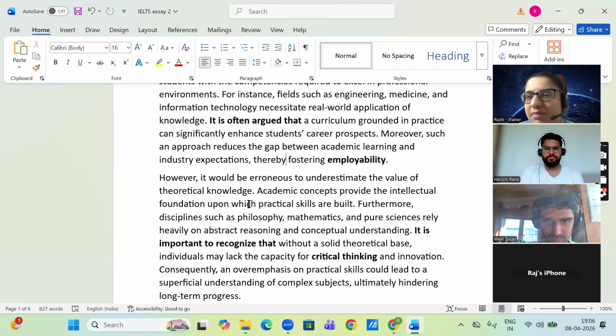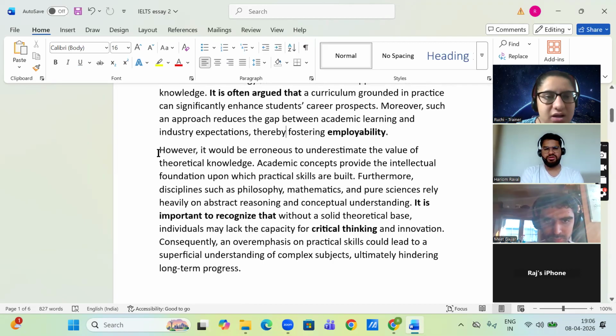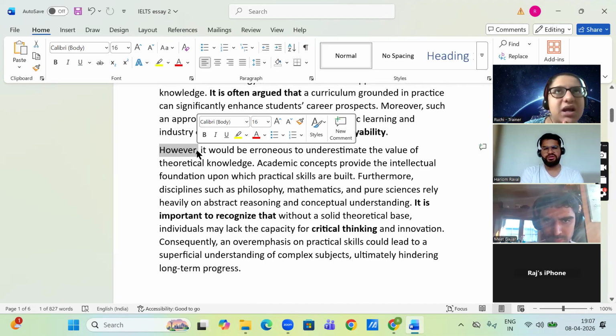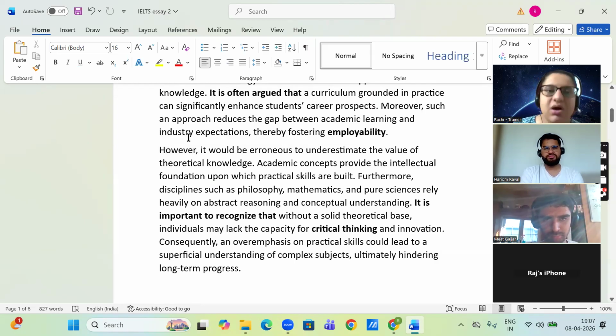So now we are going to talk about the other side of the coin. The other side of the coin is basically where people stress on the importance of theoretical knowledge as opposed to practical knowledge, right? So again, कल next paragraph start करने के पहले हमने word use किया था conversely, on the other hand. आज हम use कर रहे हैं however. We need a word that indicates that we are going to talk about the opposite viewpoint now. Hence, this connector. Okay? So, however, please pay attention to this word.